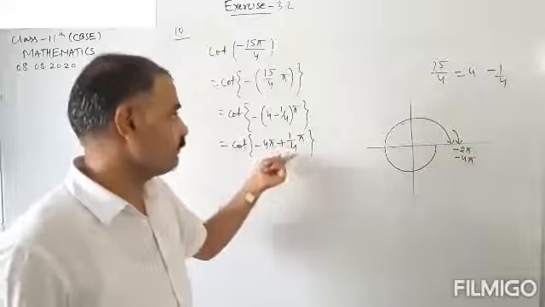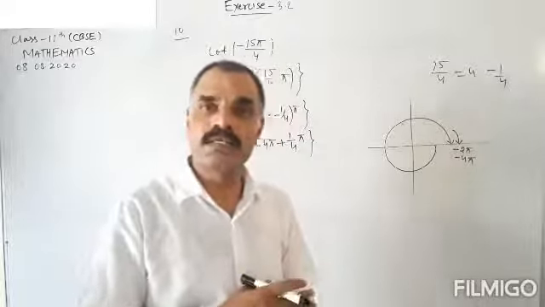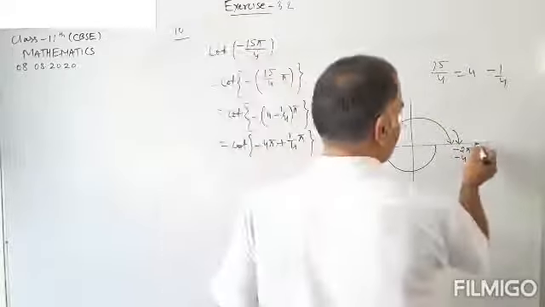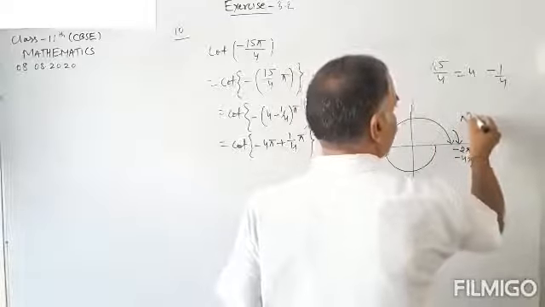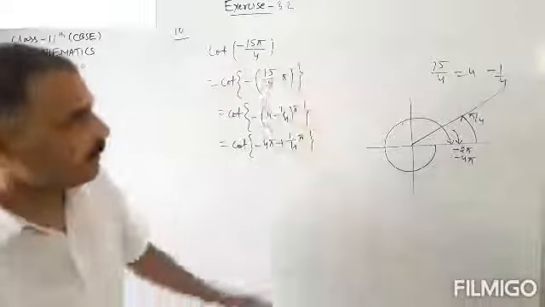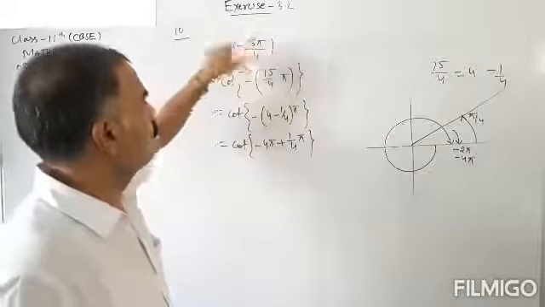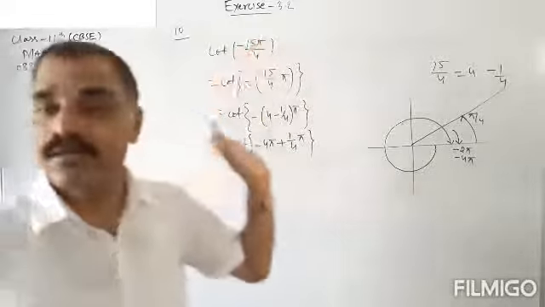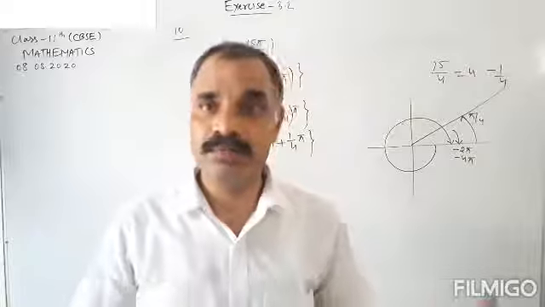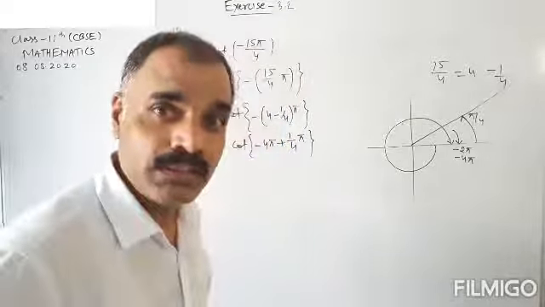Now it is plus 1 upon 4 pi, which means anti-clockwise direction. Pi by 4 means 45 degrees, so it will lie in the first quadrant. So the given angle finally lies in the first quadrant, and in the first quadrant all the trigonometric ratios are positive.